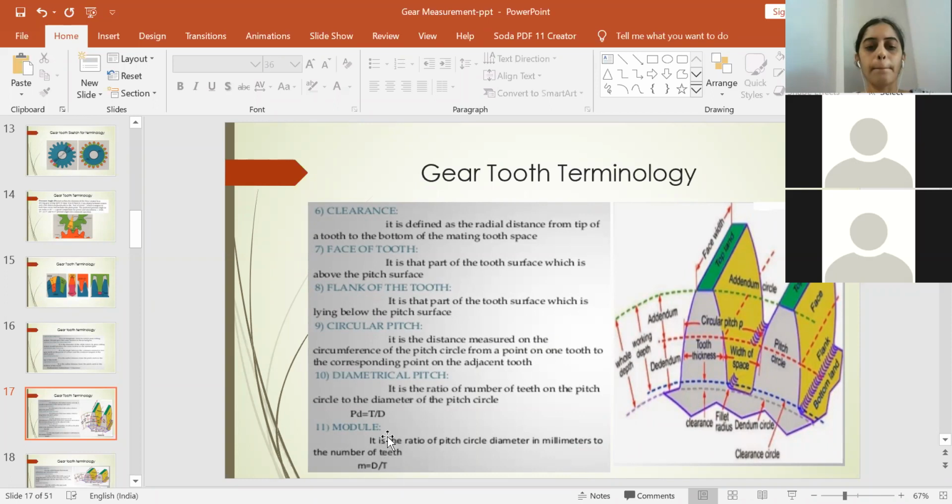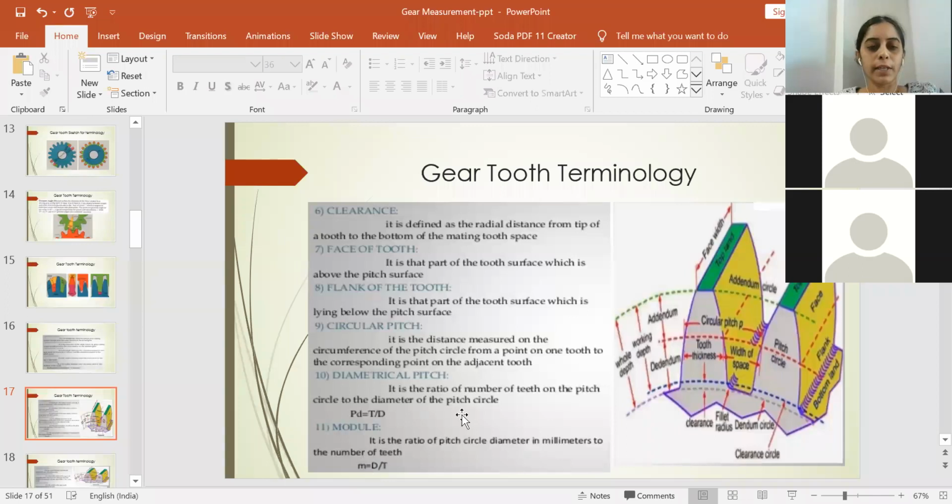After that, you should know how to define what you mean by module also. Module is the ratio of the pitch circle diameter in millimeters to the number of teeth. You will first calculate the pitch circle diameter, and then you will divide by the number of teeth. Then you will get the required module value for the given gear.